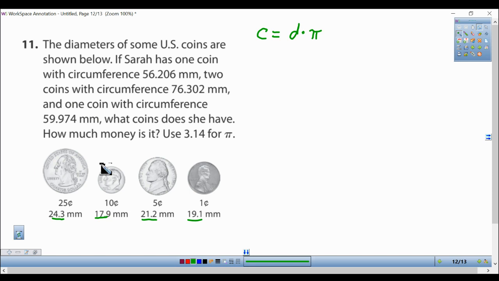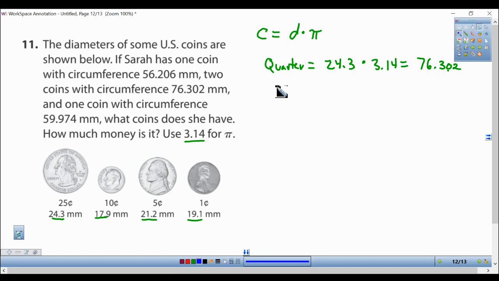To find it for the quarter, all I have to put is the diameter, 24.3, times pi, and they tell us to use 3.14 for pi. That number, when plugged into a calculator, is 76.302.